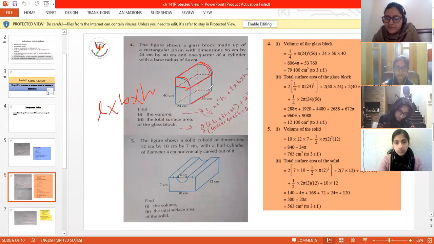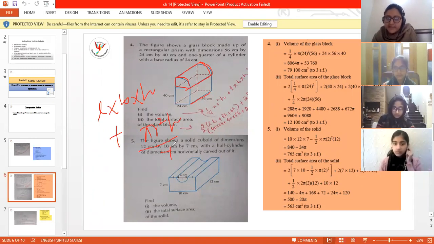This is the rectangular prism volume, plus the volume of the cylindrical shape, pi r square h. But if I'm talking about a quarter of a cylinder, just divide it by 4. Pi r square h is the basic formula to find the volume of a cylinder. But for a quarter of a cylinder, just divide it by 4. Clear?